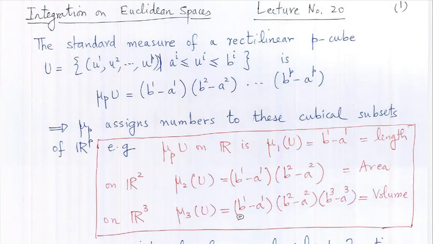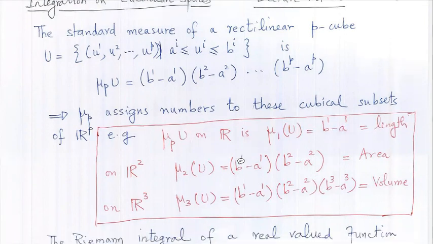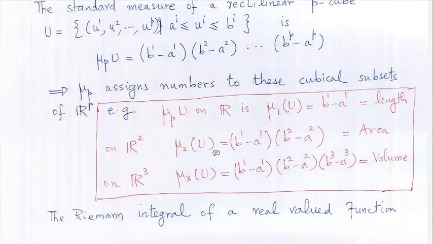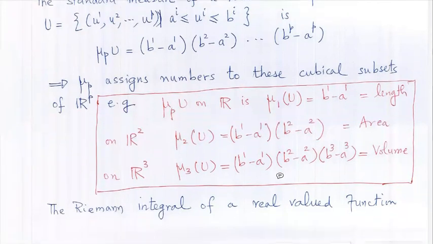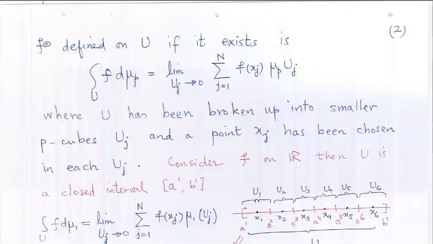So this measure associates numbers with these p cubes. In 3D space we are familiar with length, area, and volume, so we have linked it with what we already know. The Riemann integral of a real valued function f defined on the cube u, if it exists, is given by the integral of f d mu p.